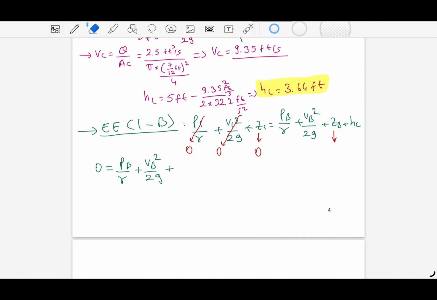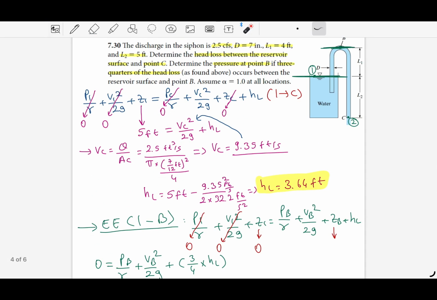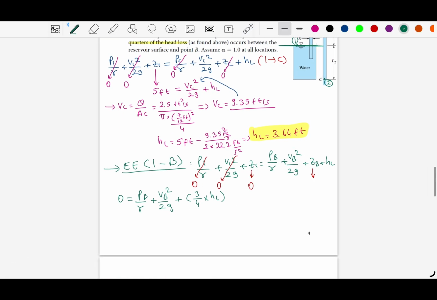And since the question says the head loss between these two sections is 3/4 of the total head loss, we will have something like this. 3/4 times head loss. So we actually know VB because the flow rate will be the same throughout the pipe, and since the diameter is the same at this point and also at this point, VB is actually equal to VC.